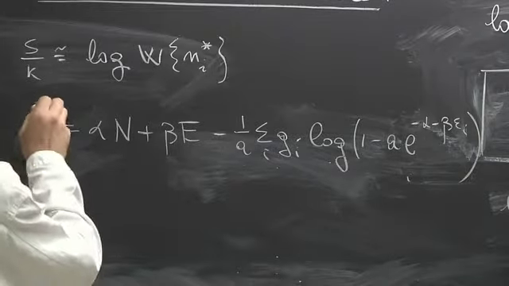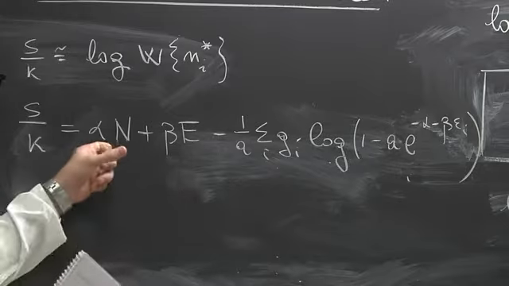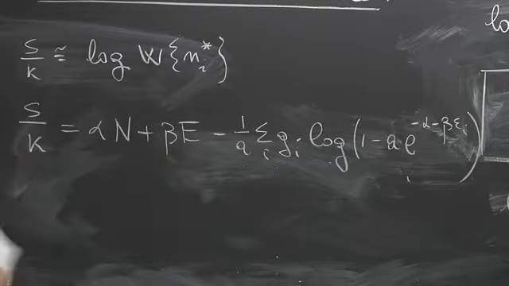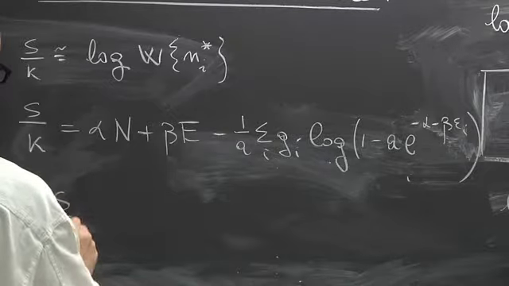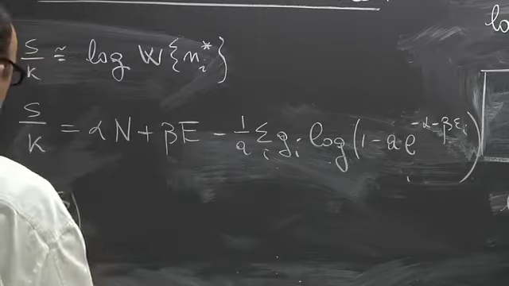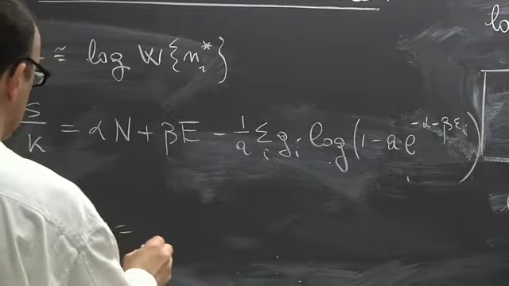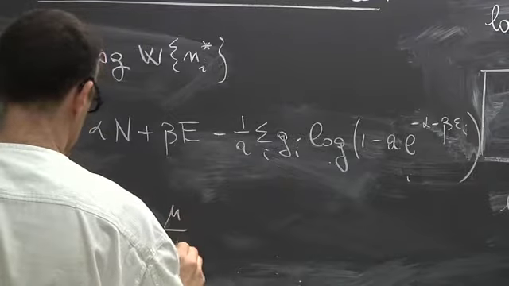So this is our final result for the entropy in the microcanonical ensemble. And so now you want to give a physical meaning to these parameters alpha and beta. And the way to do this is to remember that the derivative of the entropy with respect to the number of particles, if you keep the energy and the volume fixed, is minus the chemical potential divided by temperature, right?